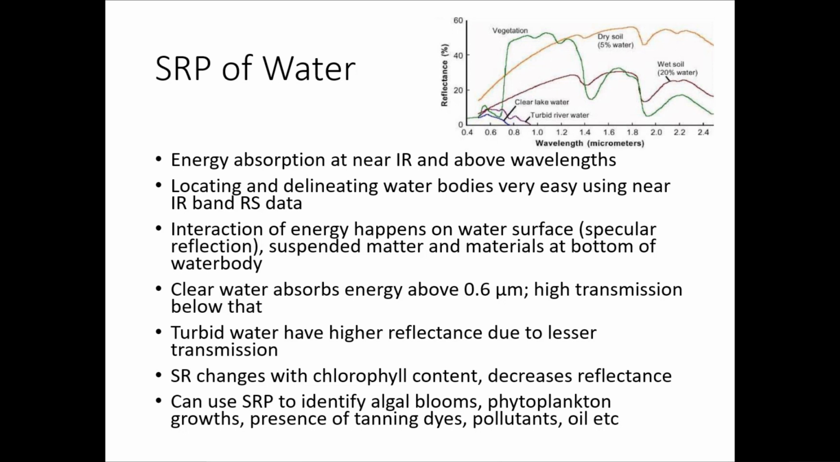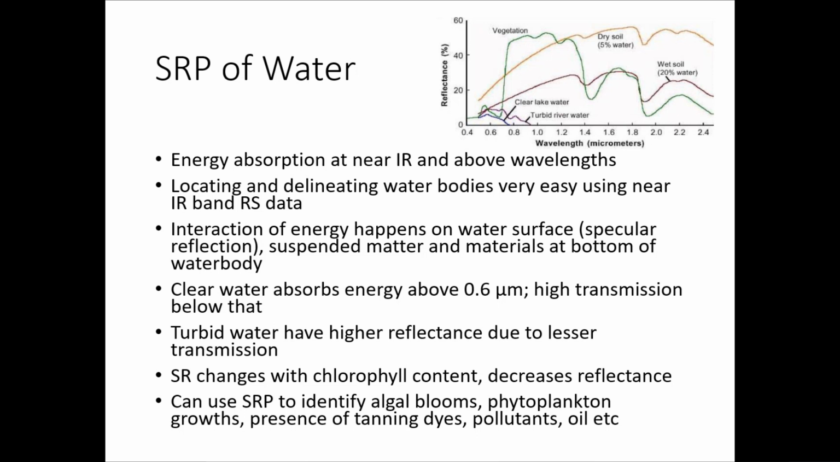You have clear lake water. In the visible range, you can see that very little energy is reflected. However, the remaining energy is transmitted through the water. It is not reflected onto the sensor. But if you have high suspended matter, suppose a very polluted water, then what will happen? The transmission will get lowered and the reflection will get higher, right?